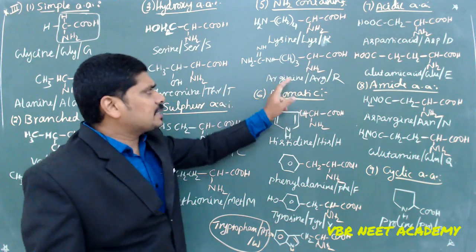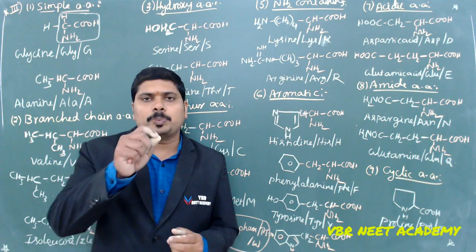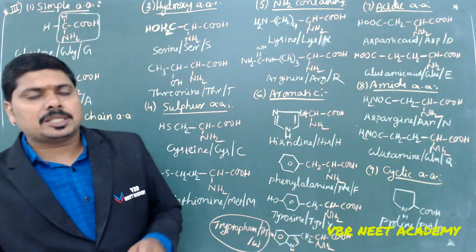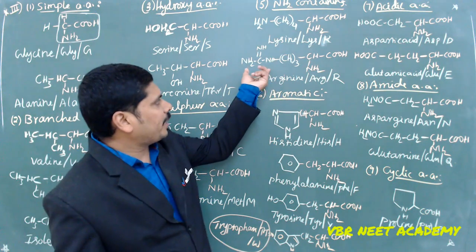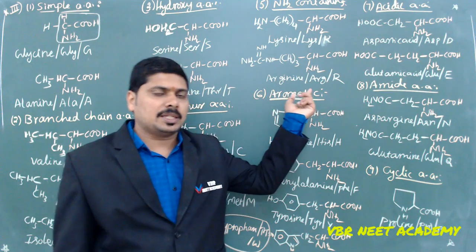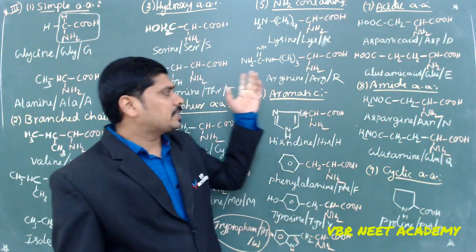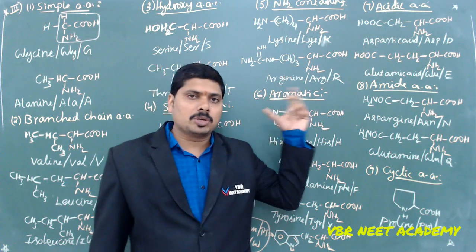Next one, arginine, is a very important one. The most basic group in organic chemistry is the guanidino group. The guanidino group is present in arginine, so that side chain makes it a highly basic amino acid. If the question comes, which is the stronger base among lysine and arginine, it's arginine because of the guanidino group.